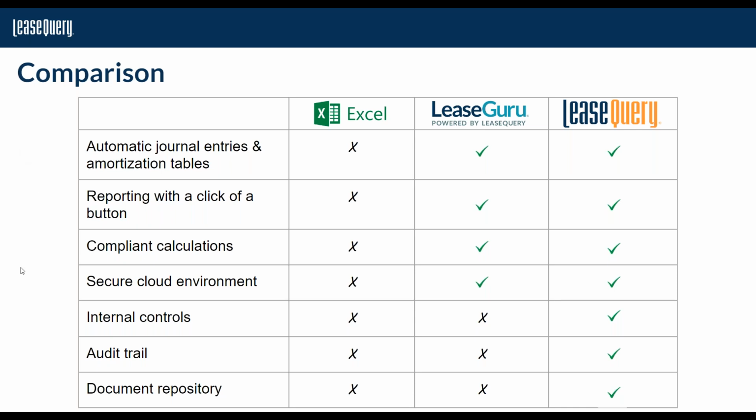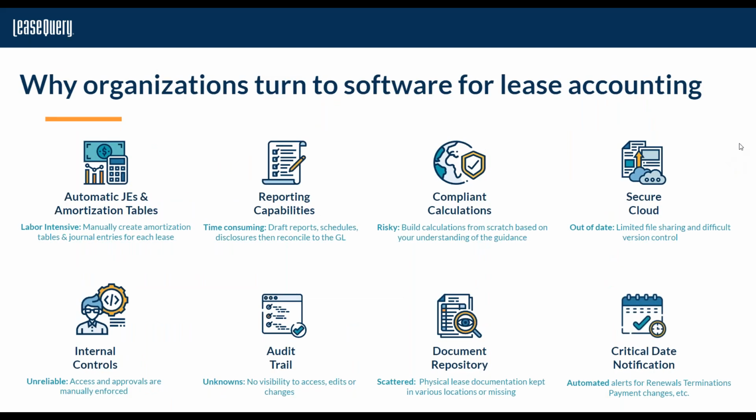You can just think about every one of these lines as going to make the audit more expensive if it has an X. So next, we're going to get into why organizations turn to software for lease accounting. I would say that in general, there are these 8 main channels of accounting and reporting which software actually improves. So I'm going to introduce each of them and take a little more time on the ones that I feel are more important.